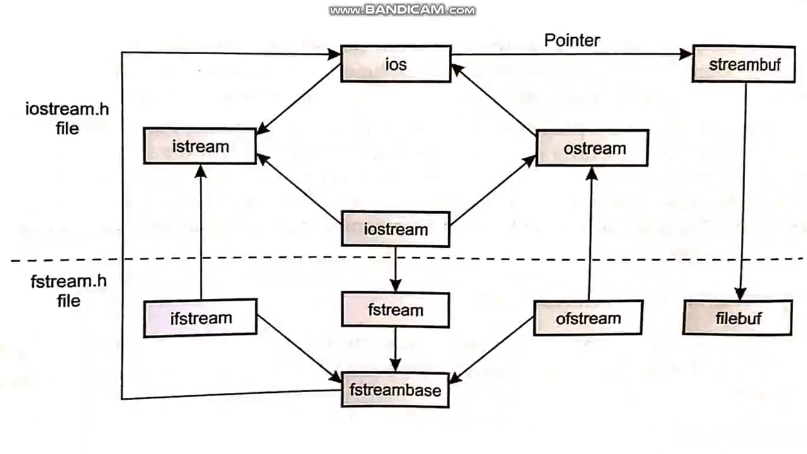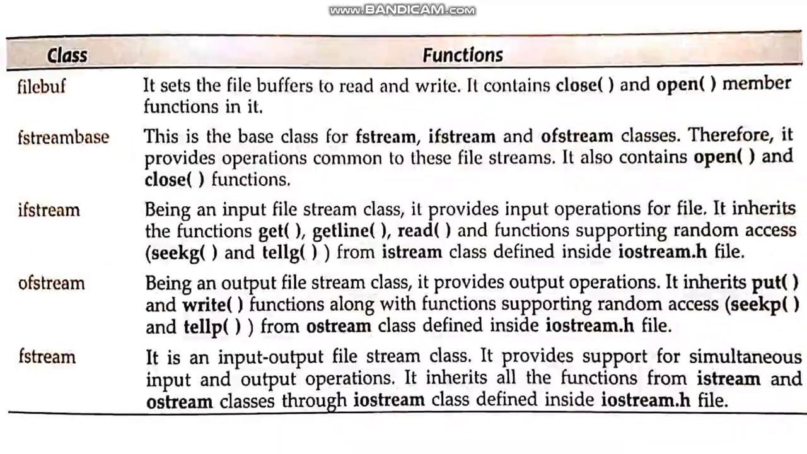Now the next image specifies the hierarchy of classes of the header file, where in the input output stream we can see iostream, istream and ostream. So this is for the console part. Now for the files we will use ifstream and ofstream. Next we have the summarized table of functions of file stream classes. The description for each of the classes is given over here.